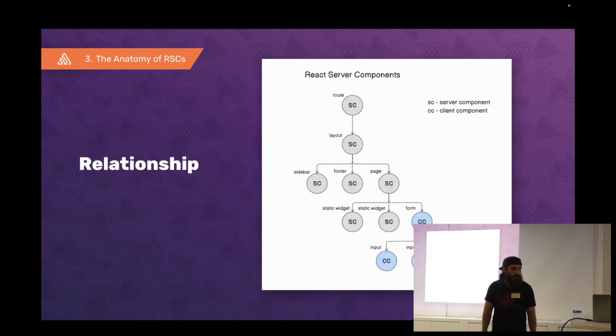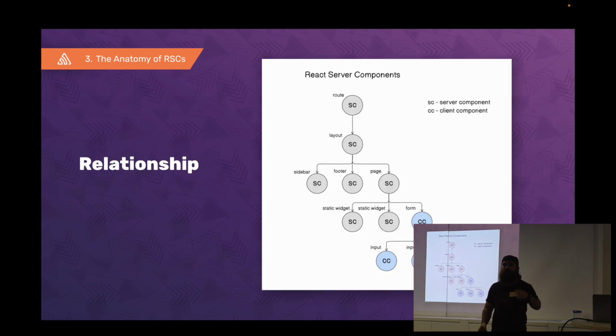OK, these two types of components, they have their own special relationship. It's not complicated. This is how a tree, a view hierarchy looks like when we're working with RSCs. By default, as I mentioned, every component in React RSCs mode is a server component. And that's on purpose, so we don't bother with marking or forgetting to mark a component as a server component. We just want those performance benefits out of the box.